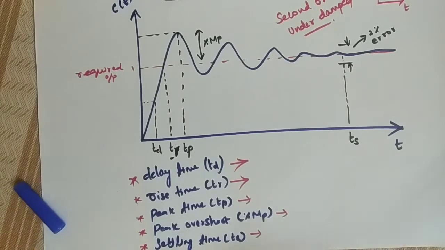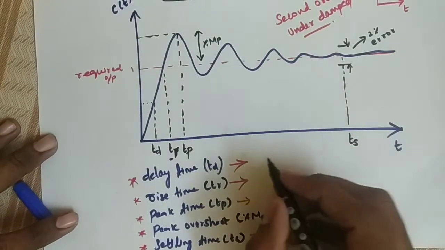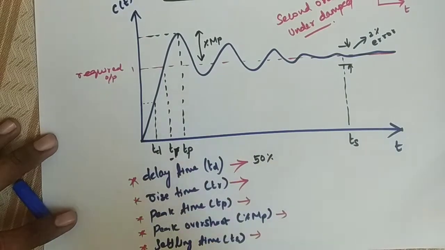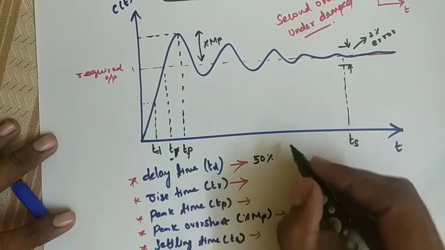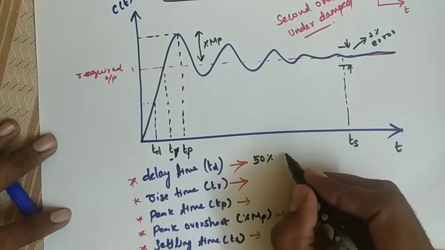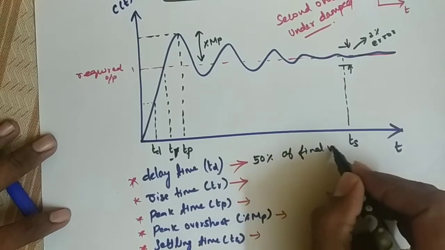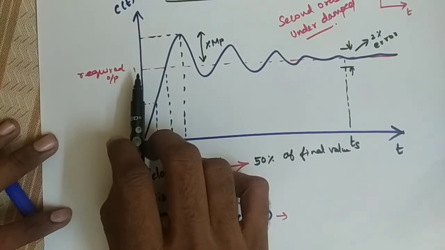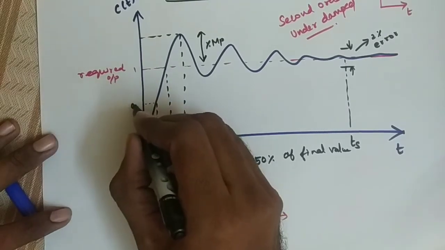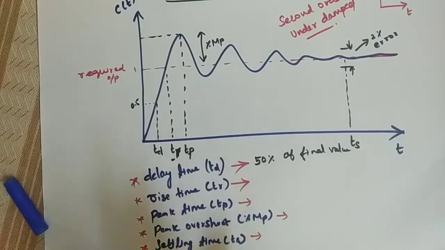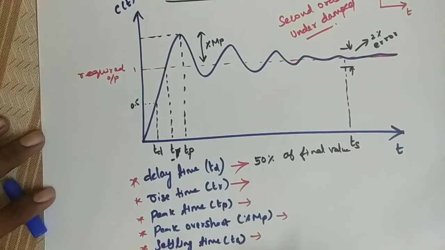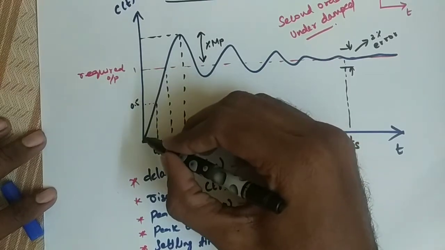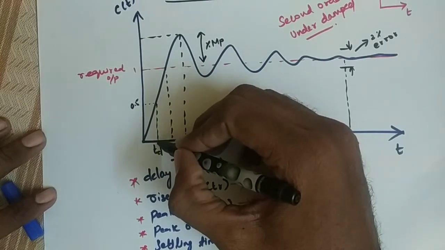So what is delay time? Delay time is the time the system takes to cross 50% of its final value. Which means we need to get 1 as output, so this is the time period for reaching 0.5. It is not actually the reaching time, it is the crossing time. At the first time it crosses 0.5 at time TD.